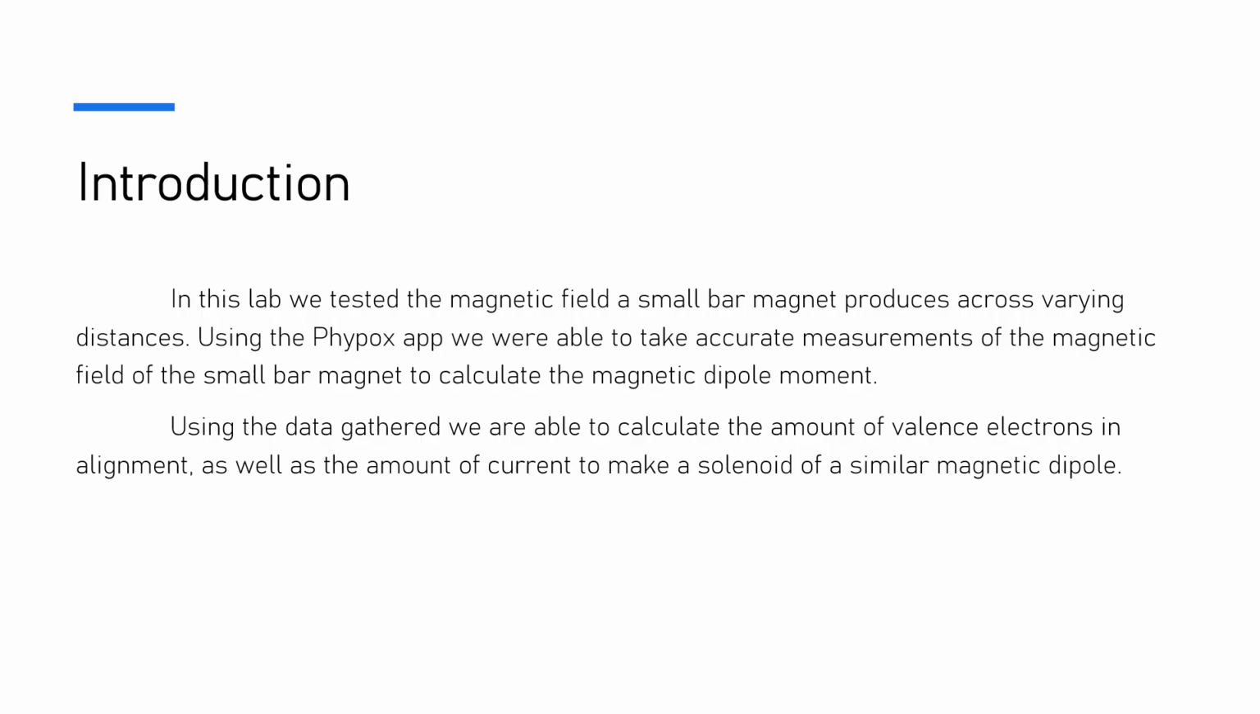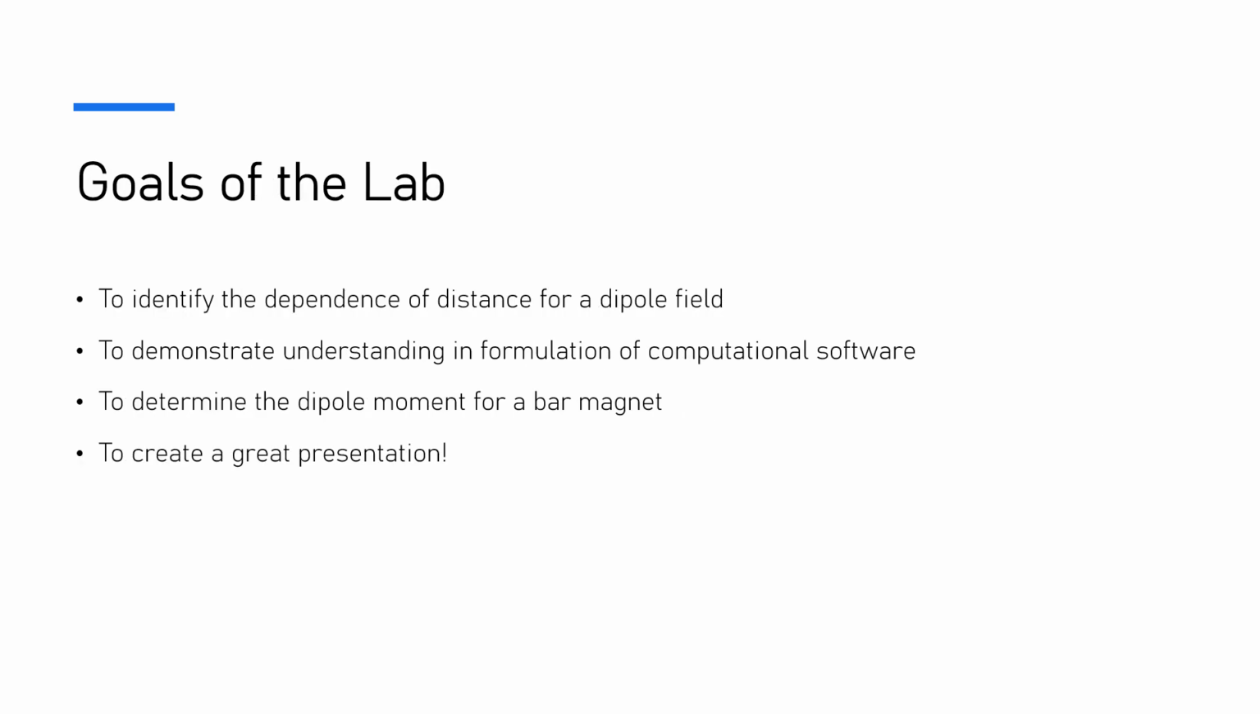Using the data gathered, we are able to calculate the amount of valence electrons in alignment, as well as the amount of current to make a small solenoid of a similar magnetic dipole. The goals were to identify the dependence of distance for a dipole field, to demonstrate understanding and formulation of computational software, and to determine the dipole moment for a bar magnet.